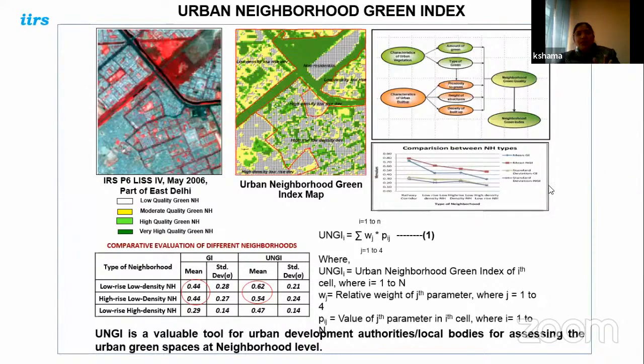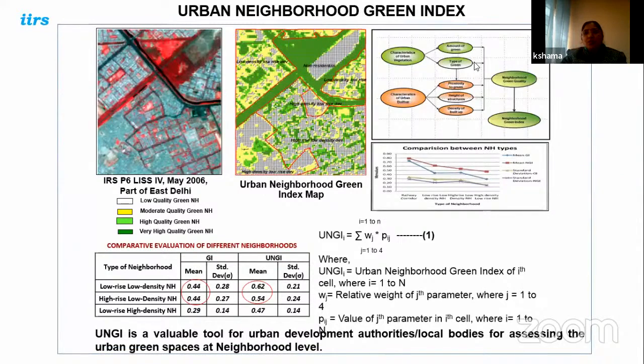So this is one change detection we have done. Now in this exercise, a multi-parametric index was developed for assessing the quality of urban green areas.